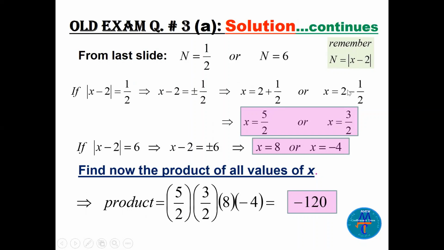So there are two solutions here, 5 over 2 and 3 over 2. If I take absolute value of x minus 2 is equal to 6, that's another n, x minus 2 will be plus or minus 6. So that will be 8 and minus 4. Now look at the 4 nice solutions here: 5 over 2, 3 over 2, 8 and minus 4. Multiply all this, you will get minus 120 as the product.